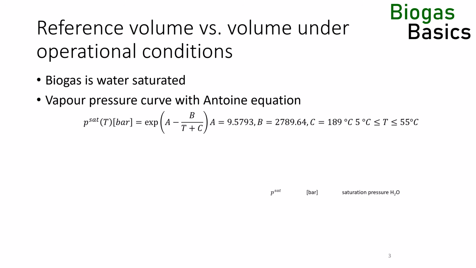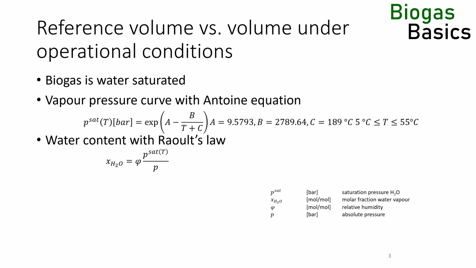The water vapor content of the wet biogas can be described with Raoult's law. The water vapor fraction is the water vapor pressure over the absolute pressure. Because the relative humidity is 100%, the water vapor pressure is the saturation pressure.